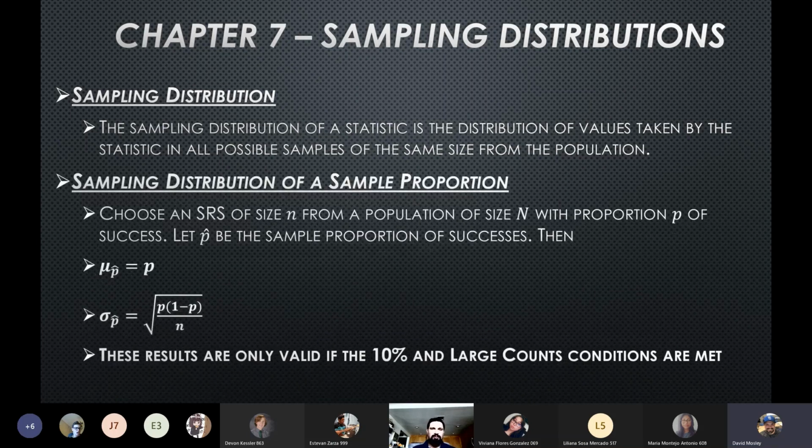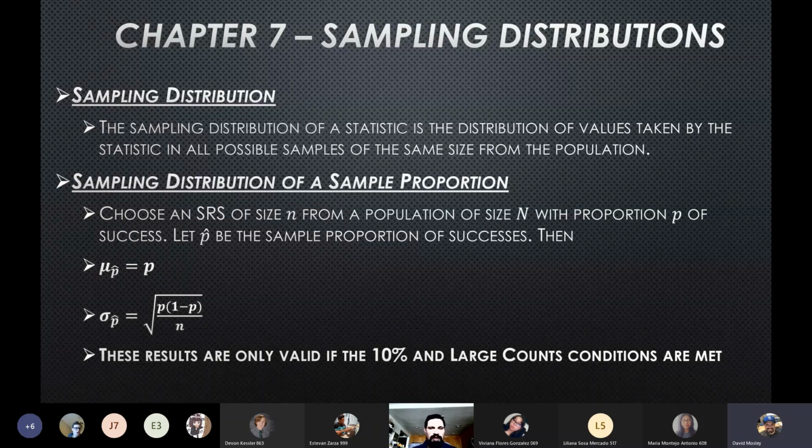Our sampling distribution of a sample proportion is as follows. We choose an SRS, a simple random sample of size n from a population of size capital N, with proportion P of success. We will let P hat be the sample proportion of successes. Then the mean of the sampling distribution of the sample proportions is equal to P, and the standard deviation of the sampling distribution of the sample proportions is equal to the square root of P times 1 minus P divided by n. This square root thing turns into our standard error in chapters 8 and 9.